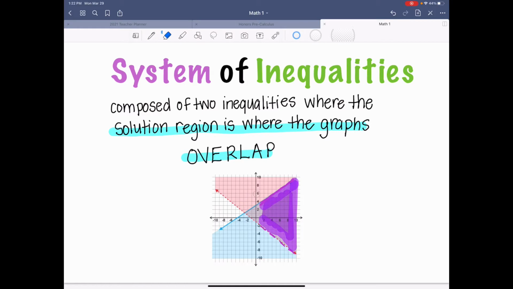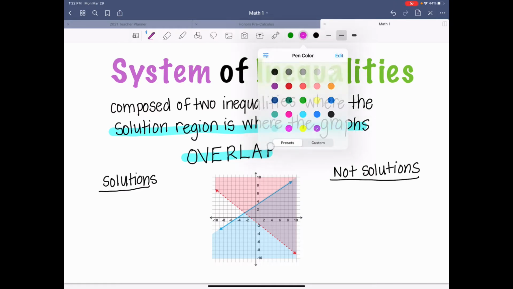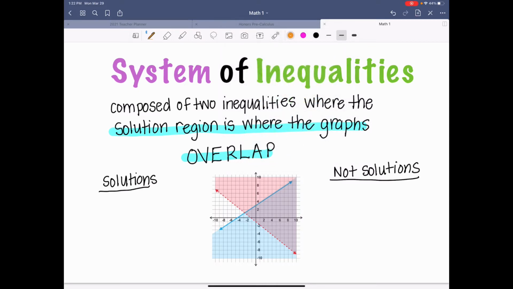So when I'm looking at this particular solution again, I'm going to make a list of points that are solutions and points that are not solutions, and I'm going to discuss why they're not. All right, so I'm just going to randomly pick some points and some colors that'll show up hopefully pretty well. All right, so my first point that is a solution is going to be (6, 5). So (6, 5) is a solution. (6, 5) falls in the overlap.